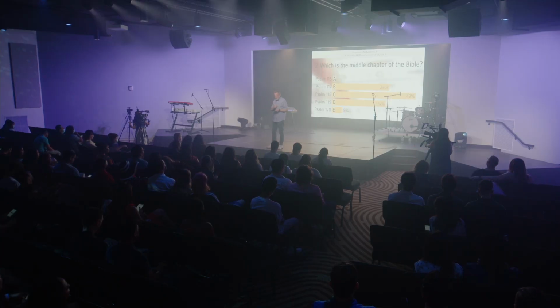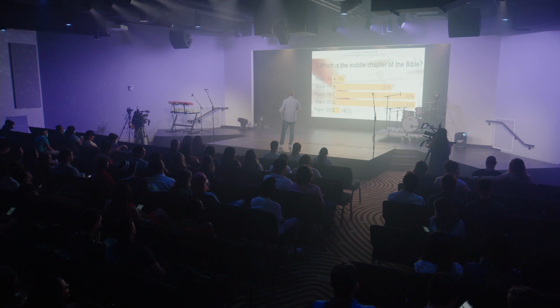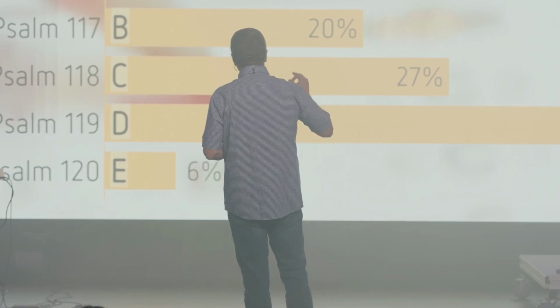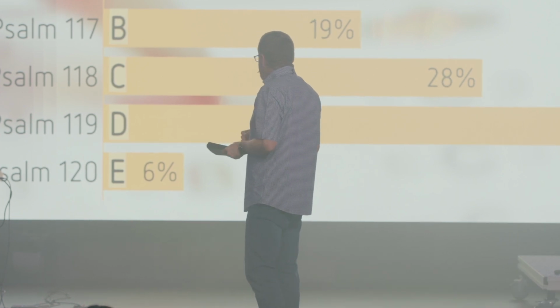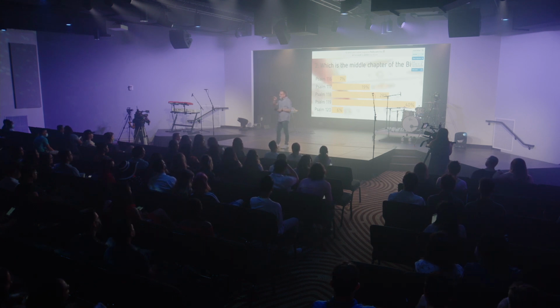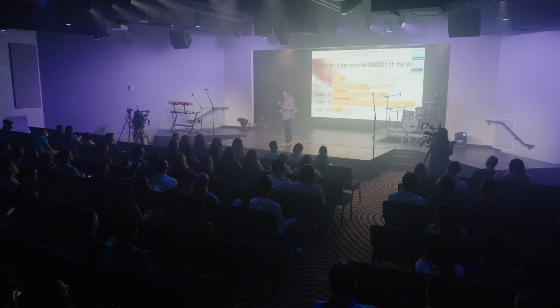All right, number 2. Which is the middle chapter of the Bible? Psalm 116, 117, 118, 119, 120. Which is the middle chapter of the Bible? Now, we're going to have to cut this off because we're going to get every one of them right if we keep doing this. All right, so we're going to cut it off about right now. So, all right, so 40% with Psalm. The correct answer is B, Psalm 117. The Bible has 1,189 chapters, 594 before Psalm 117, 594 after Psalm 117. So we'll say that we're one out of 2, right?